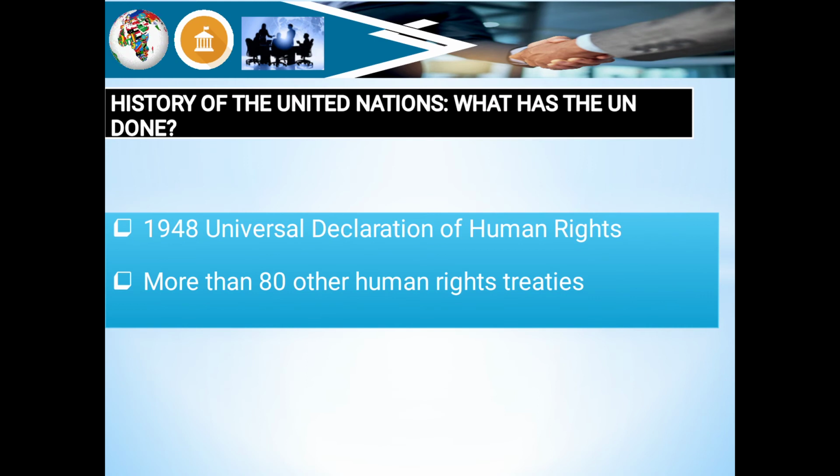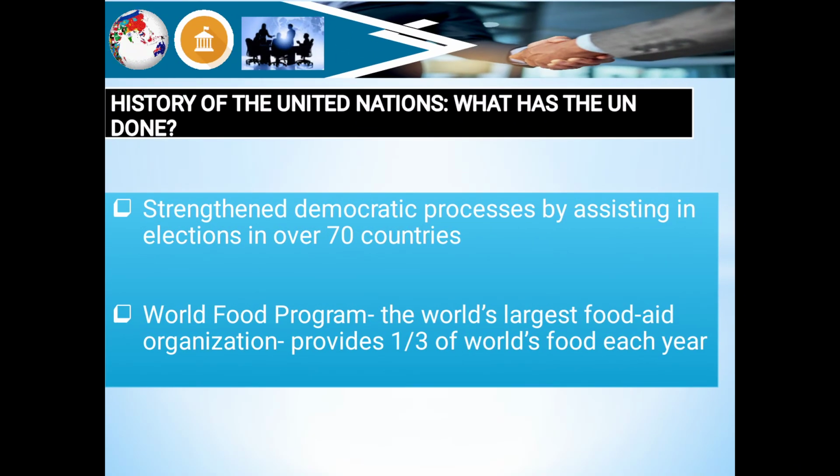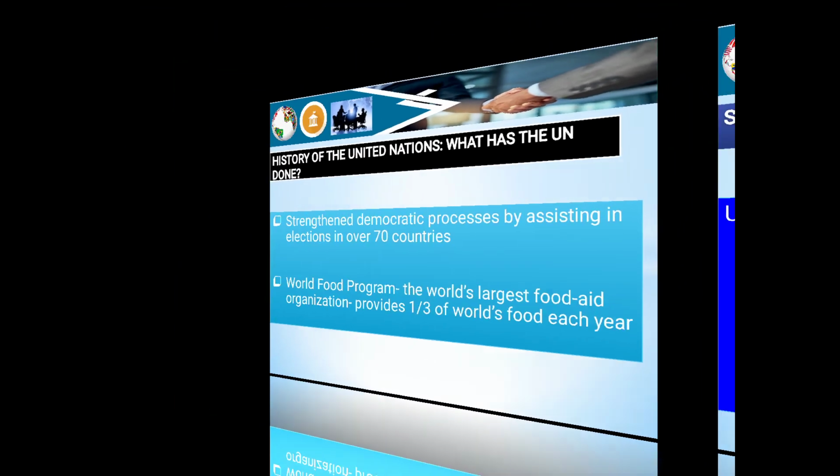Fourth, 1948 Universal Declaration of Human Rights. Fifth, more than 80 other human rights treaties. Sixth, strengthen democratic processes by assisting in elections in over 70 countries. Seventh, World Food Program. The world's largest food aid organization provides 1/3 of world's food each year.